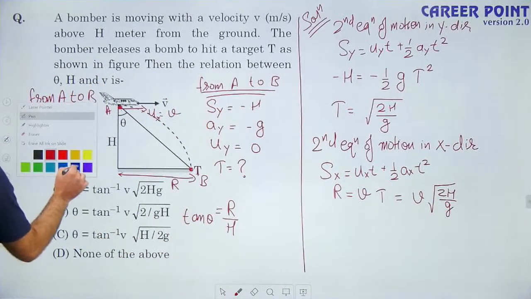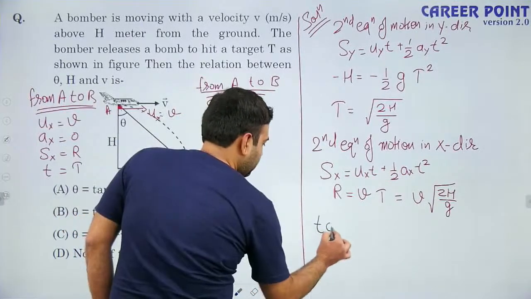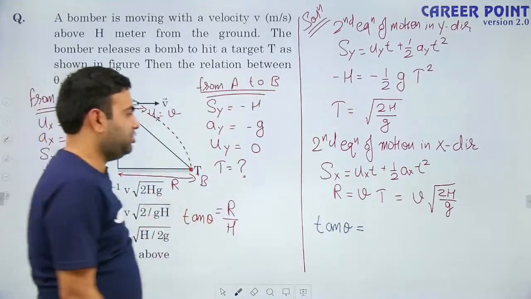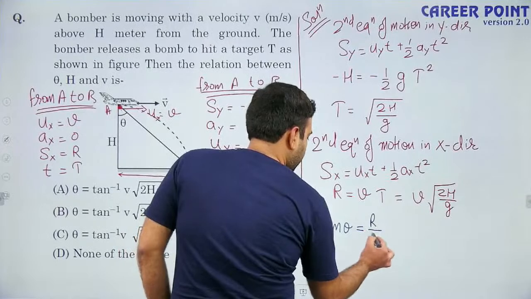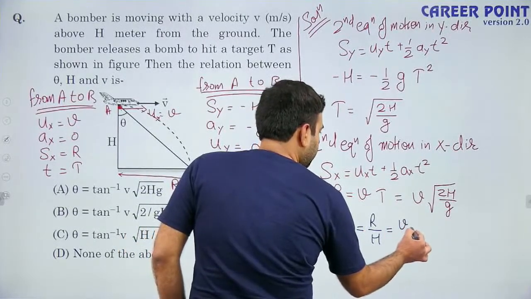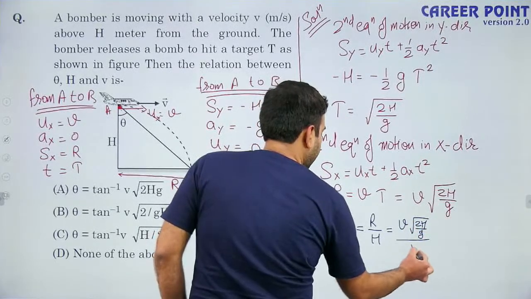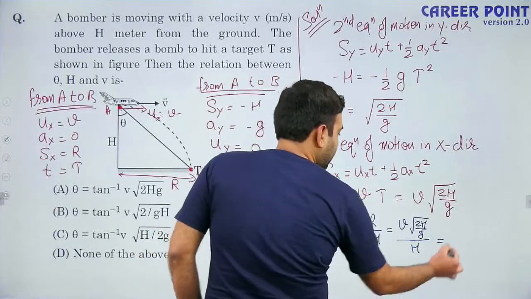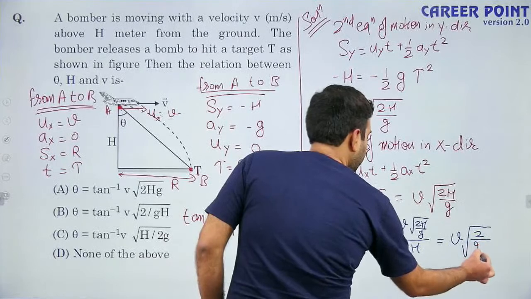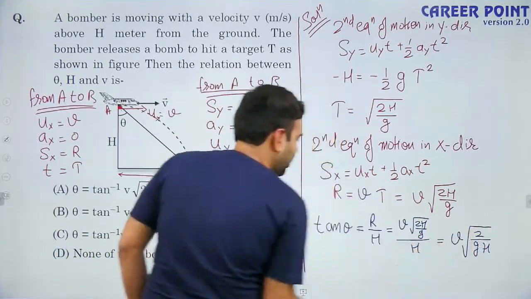Now my aim is to calculate tan theta. See, what is tan theta? Tan theta is equal to r by h. What is r? R is v into under root of 2h by g, divided by h. So I got tan theta equals v into under root of 2 by gh. Okay, tan theta is v into under root of 2 by gh.